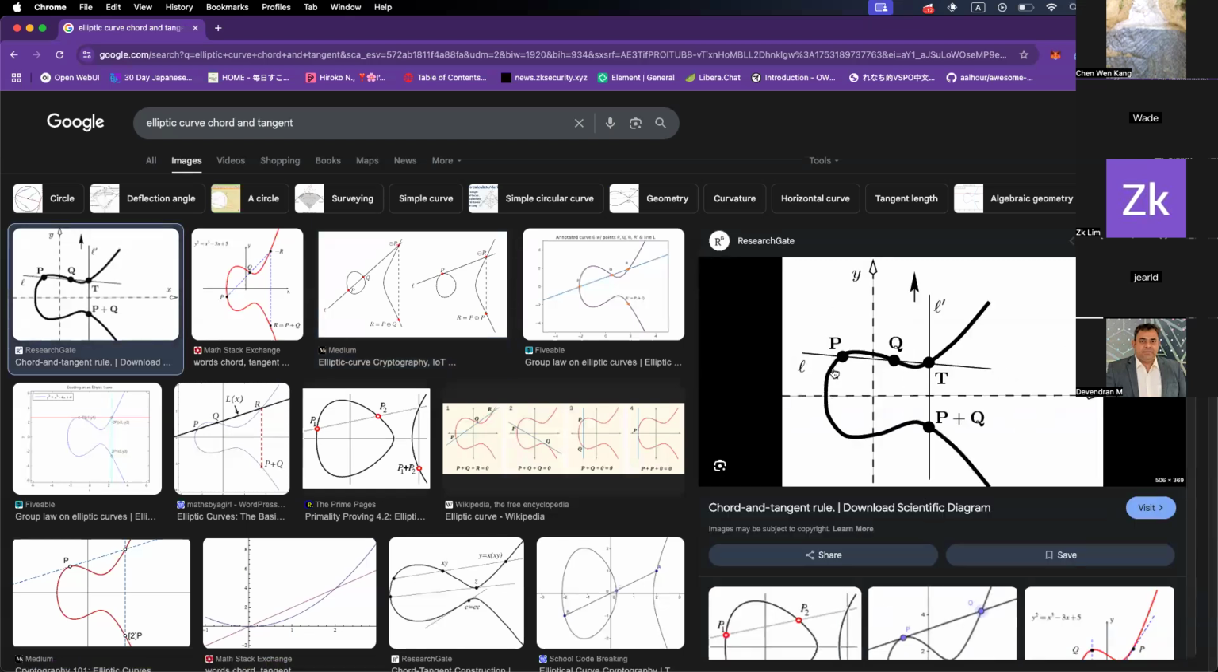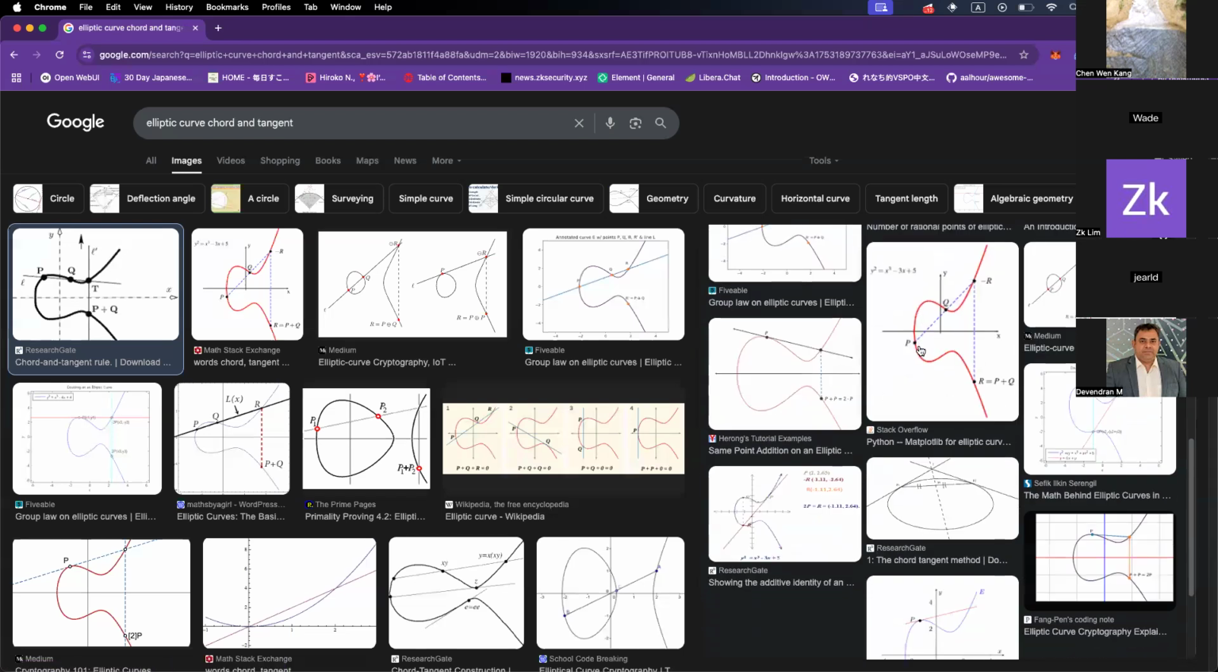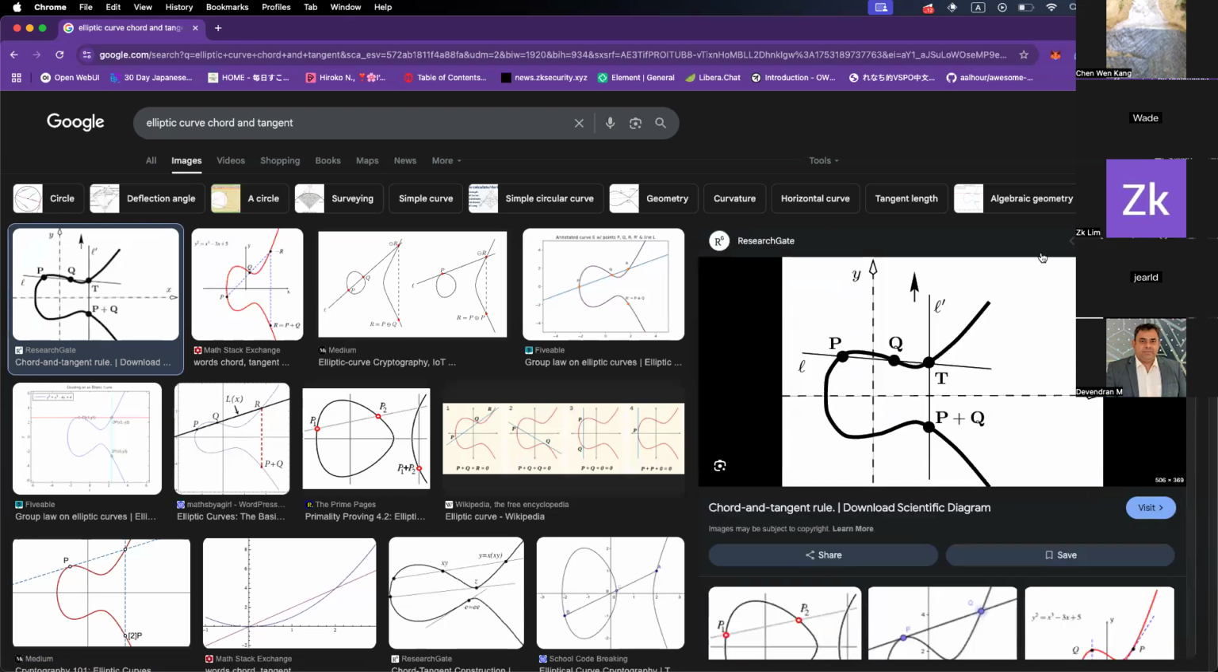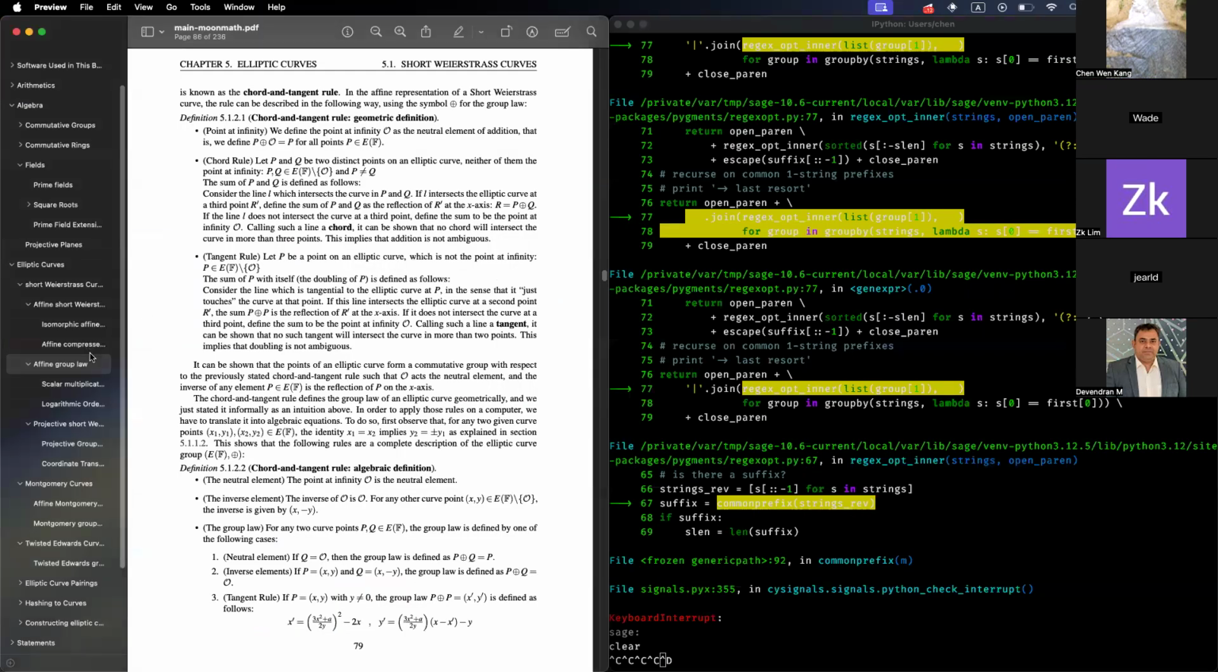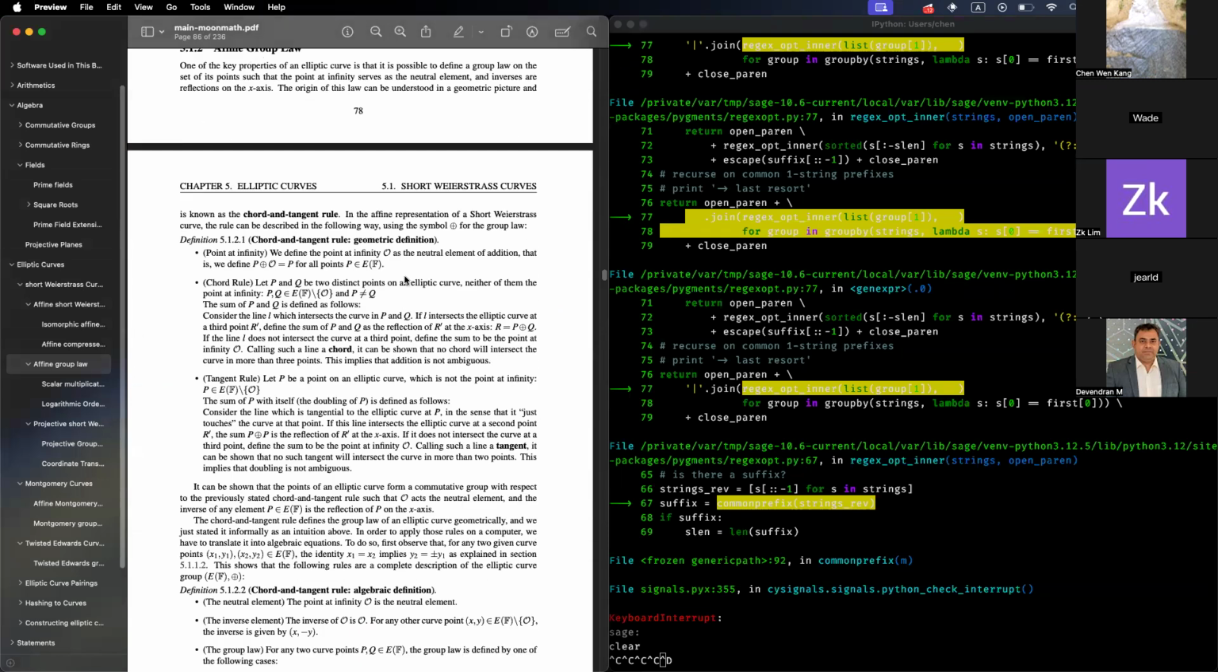You draw a line, it passes through this, and then we take the tangent of it. And then the other operation is just doing the same thing again and again, which results in the multiple points that you see. It will just continue. But this is very easy to explain in short Weierstrass curves when we talk about it.